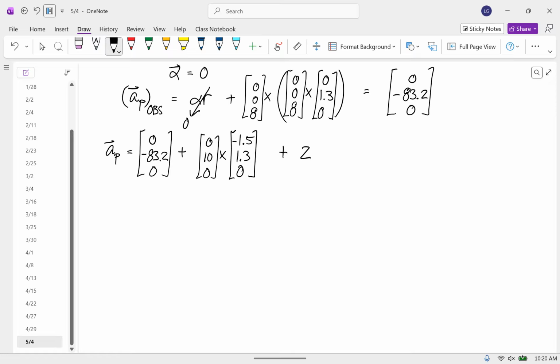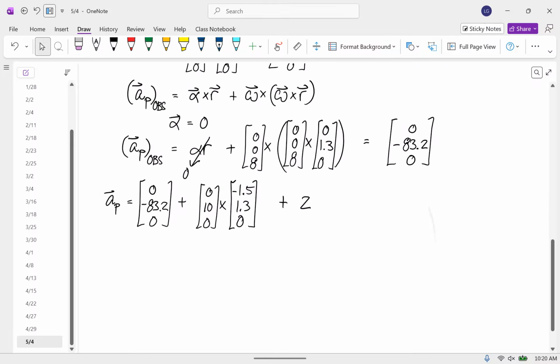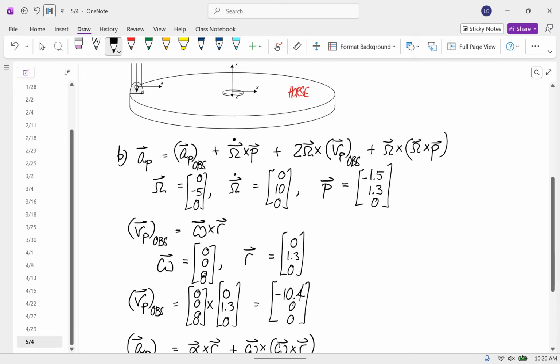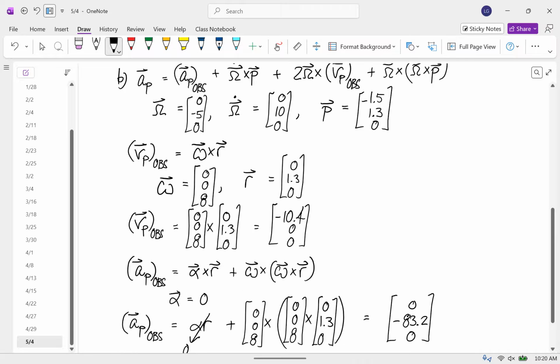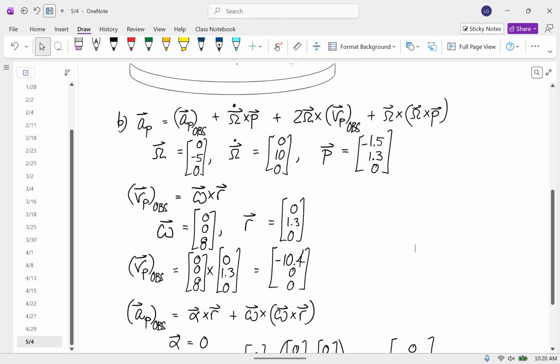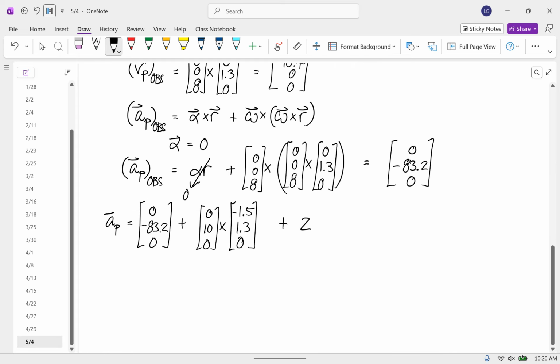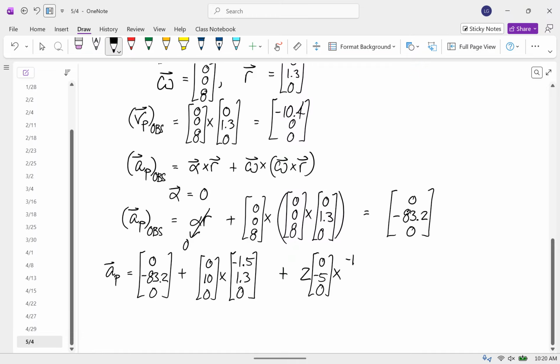plus 2 times the angular velocity of the coordinate system. And actually, you have to be so careful with this stuff. I just pulled it up here and saw this lowercase omega. I was about to put that down, but this is the angular velocity of the coordinate system. So I want 0, negative 5, 0, crossed with the observed velocity, which is negative 10.4, 0.